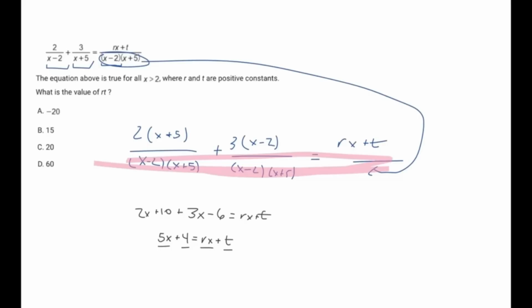So in our case, for r, we can just substitute in 5, right? So if r is 5, we get 5x, and if t is 4, we get 4. And that's kind of funny, because left side, 5x plus 4, right side, 5x plus 4. Those two are equivalent, and so we know r is 5, and t is 4. And so they want us to find the value of r times t. 5 times 4 is positive 20, and so our answer is C.